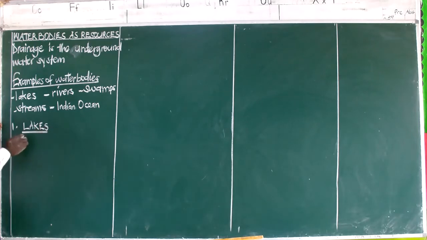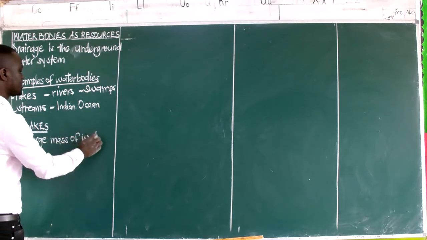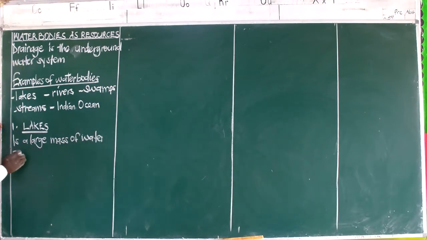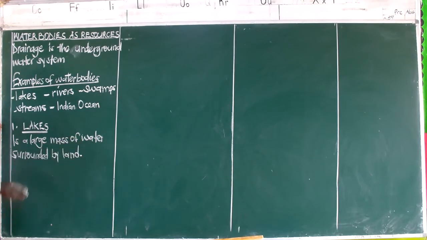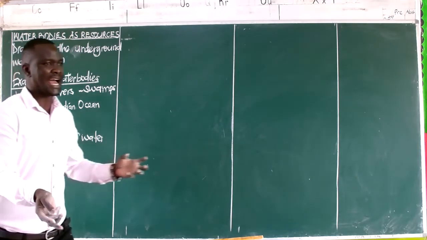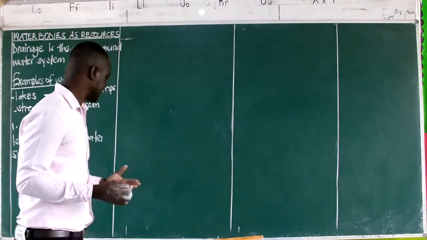So a lake is defined as a large mass of water surrounded by land. That is how simply we are going to define a lake: a large mass of water surrounded by land.